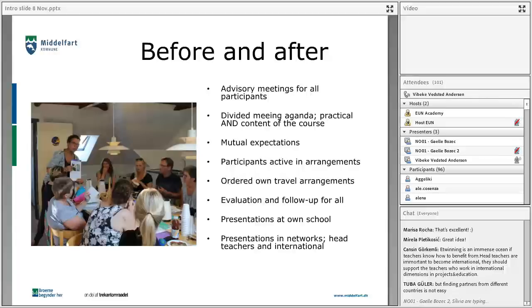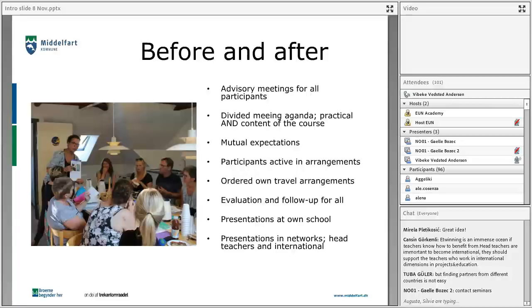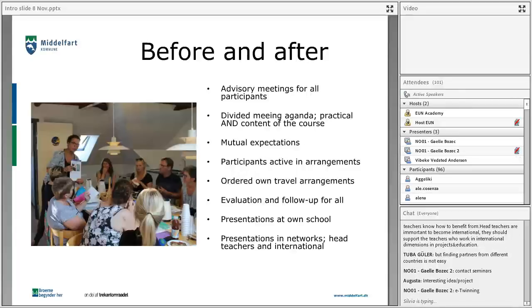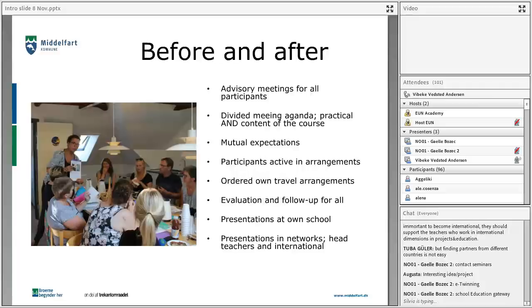But we didn't just send a lot of people out on courses during 2 years. We had a very strict plan of how to do it. Before and after the courses, I had advisory meetings with all participants. So when you were going on a course, you knew that you had to have a meeting, or I called in the course participants to have a meeting before and also after again.